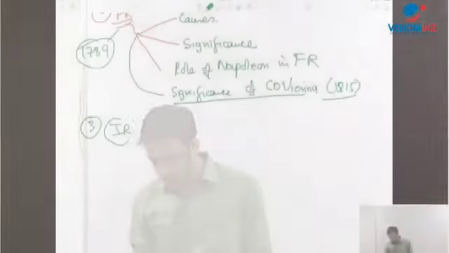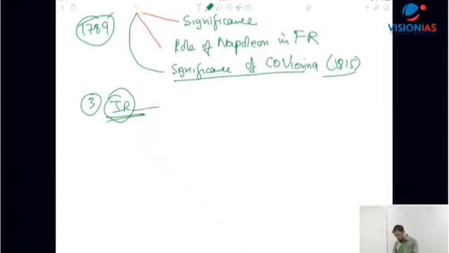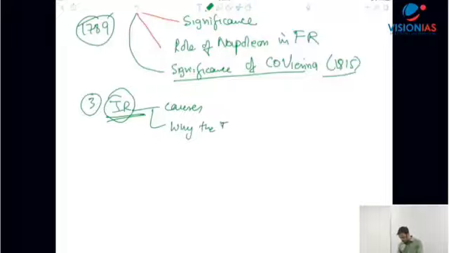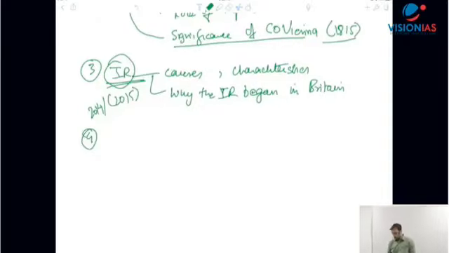So that's there. The other important topic, and this was asked in the mains examination, is a simple topic: the Industrial Revolution. The causes of the Industrial Revolution, and also why the Industrial Revolution began in Britain first. What are the causes? What are the characteristics? This question was asked in 2014 or 2015, I don't remember exactly, but one of these years it was asked in the mains examination.